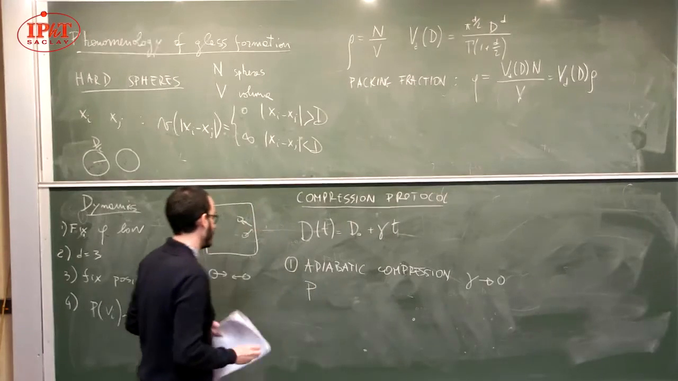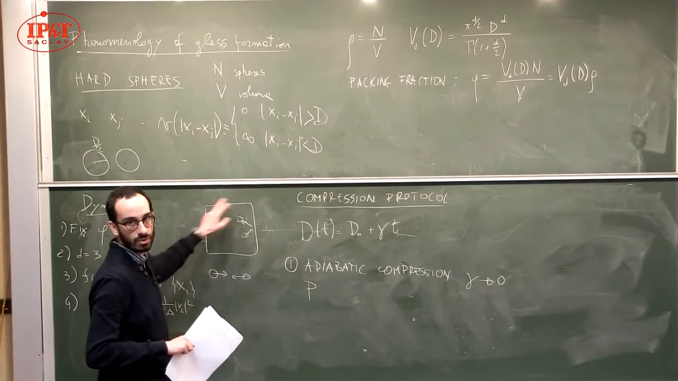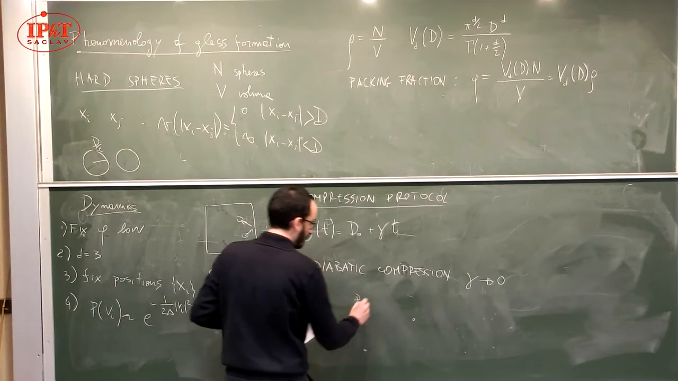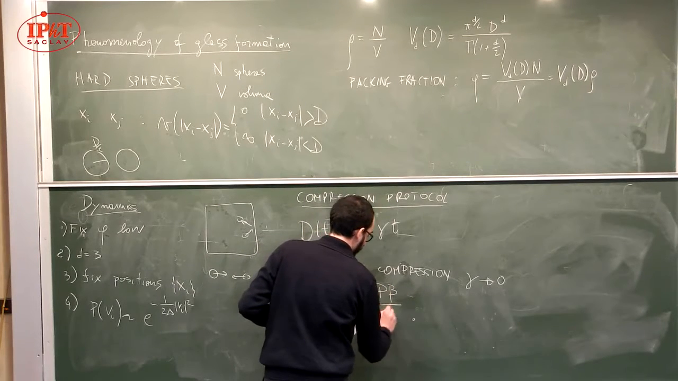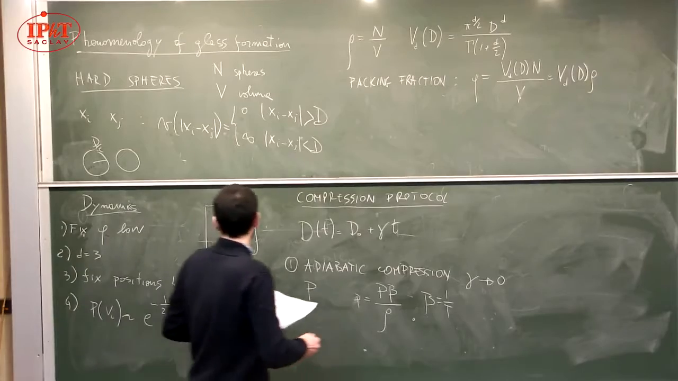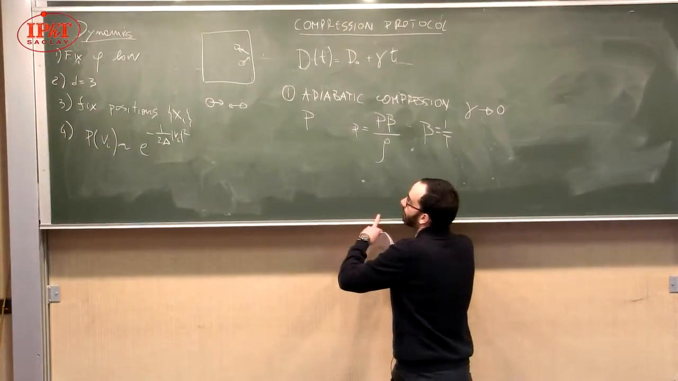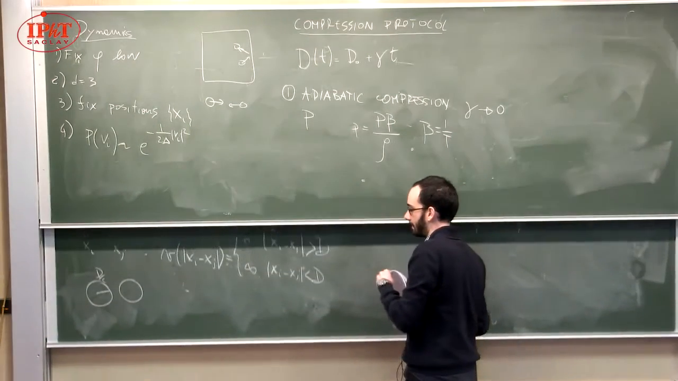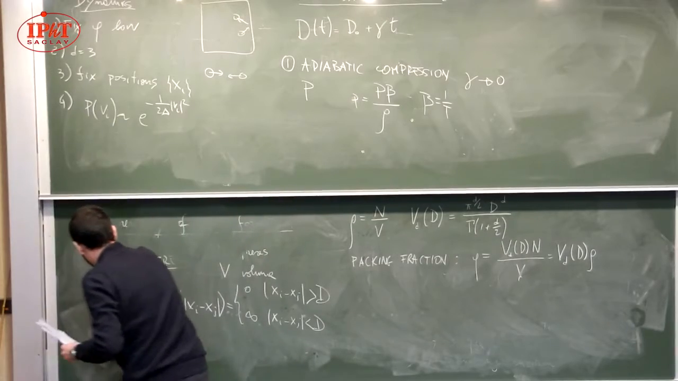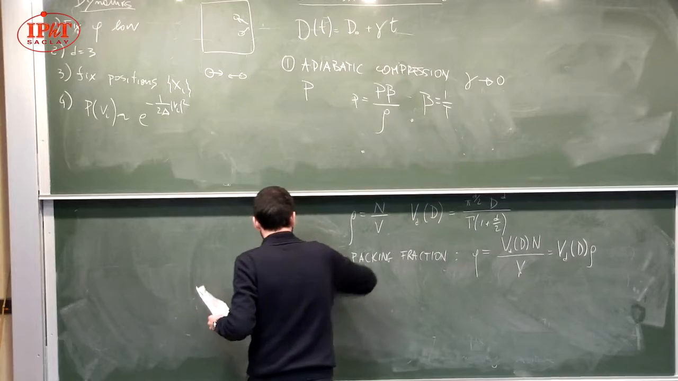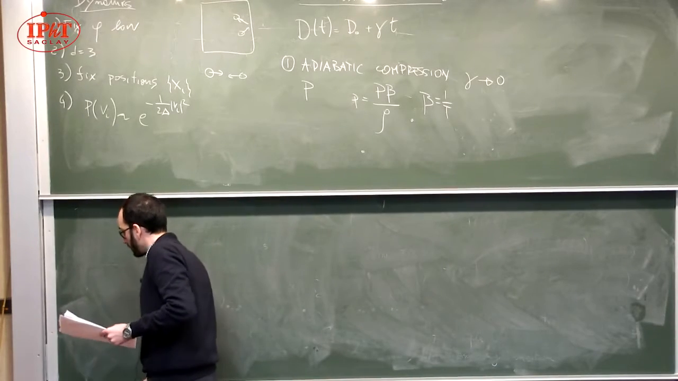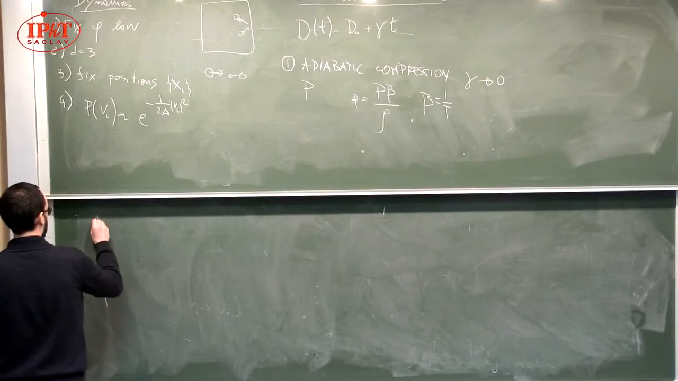So of course you have a pressure that is just the momentum that is transferred to the walls of the container, and you can define a reduced pressure, small p, that is just given by the pressure times beta divided by the density, and beta is 1 over the temperature. Okay. And so what you can do is to monitor the evolution of the pressure, the reduced pressure, as a function of the packing fraction.